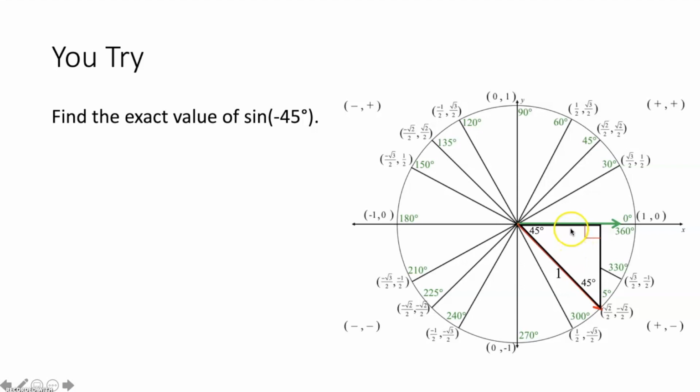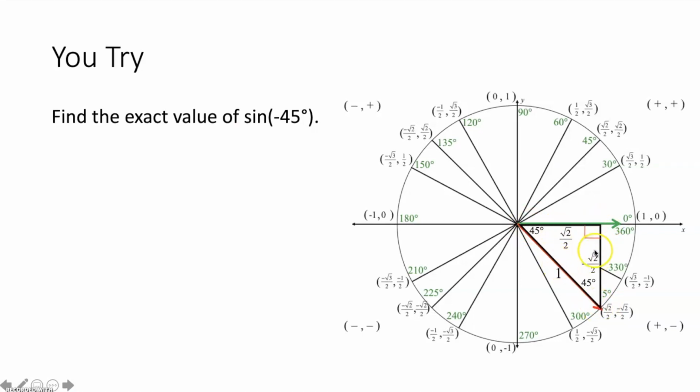Now, because this is on the positive x-axis, we can label this as positive rad 2 over 2. But because this leg of our triangle dips into the negative y-axis, we would have to label this as negative rad 2 over 2. That's why this point on the unit circle right here is at positive rad 2 over 2, comma, negative rad 2 over 2.